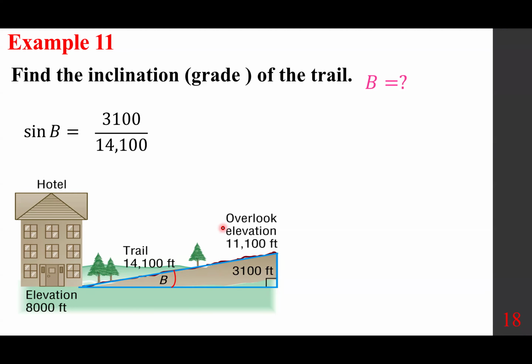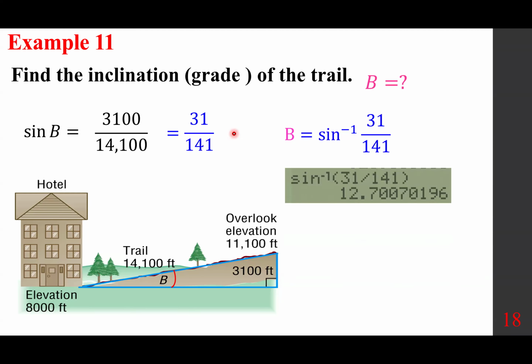And it simplifies, you drop the two zeros. And so B is sine inverse of this number. Putting it into a calculator and using, for example, one decimal, B is 12.7 degrees. Again, you always want to pay attention to what they ask you for the number of decimals.